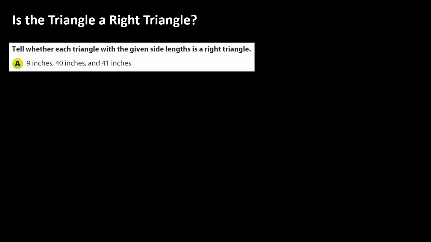Okay, so we're going to test out the converse of the Pythagorean theorem. We're expected to tell whether this triangle with the given side lengths is a right triangle. So you could draw this, you could sketch it, no matter what, that's fine. But the easiest way is to plug it into the Pythagorean theorem. And a reminder, that is leg squared plus the other leg squared is equal to the hypotenuse squared.